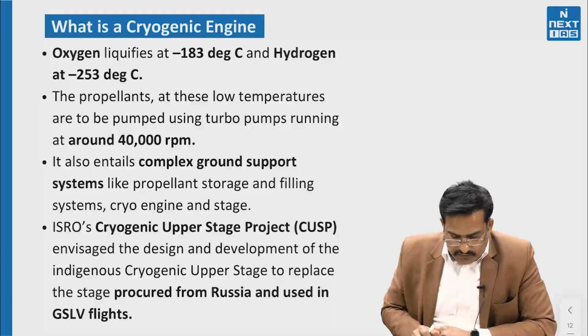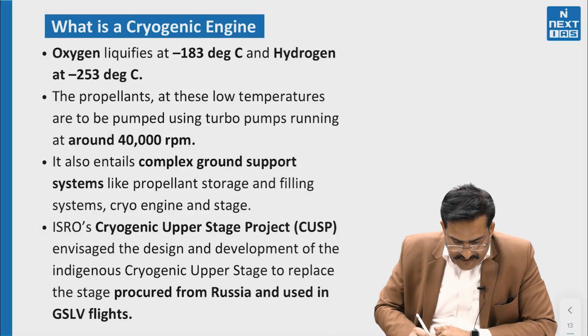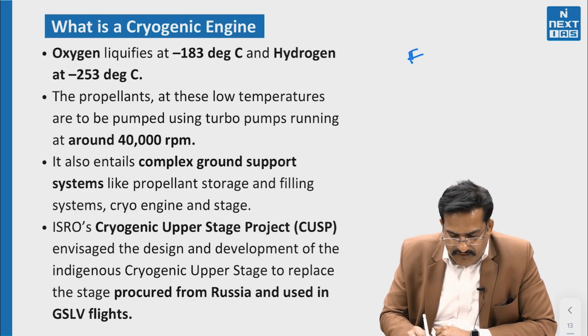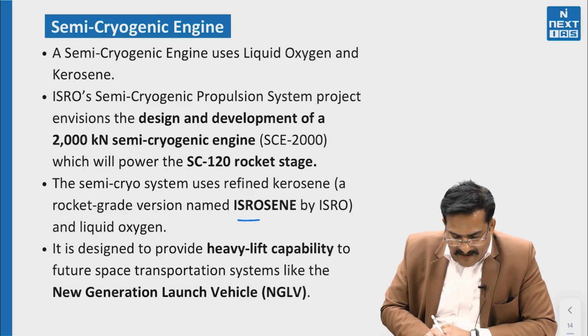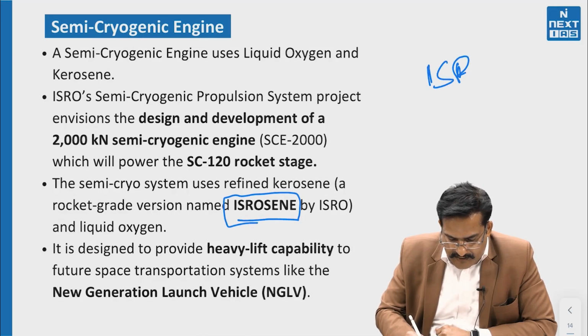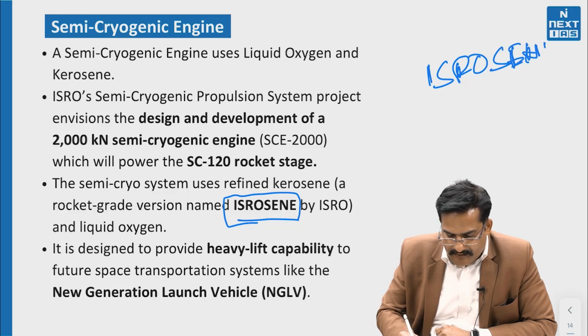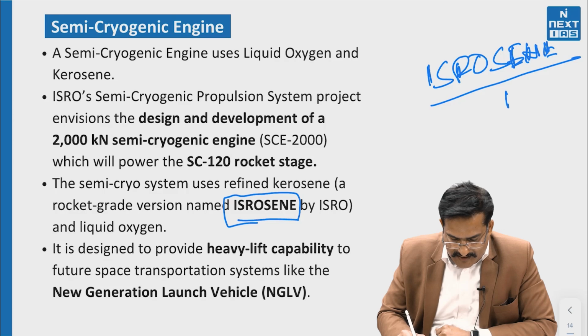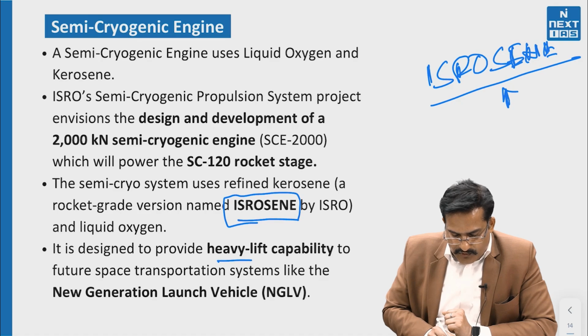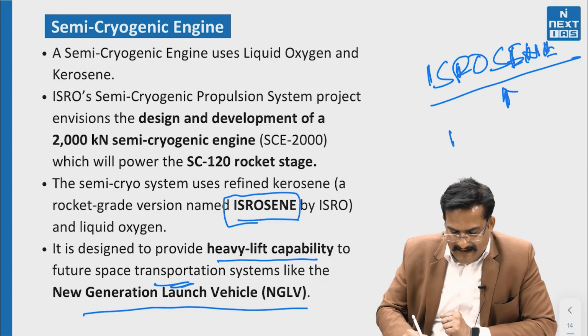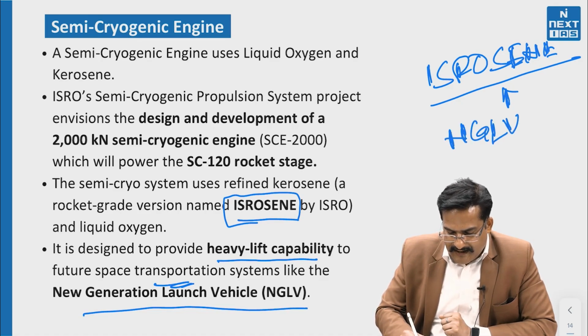And in the same tune, what are we tweaking in the fuel as well as the oxidizer? We are making kerosene more efficient by using a type of kerosene that we call ISROSene, and the name is also given by ISRO itself. What does it do? It is designed to provide heavy lift capability to future space transportation like the new generation launch vehicle, NGLV.